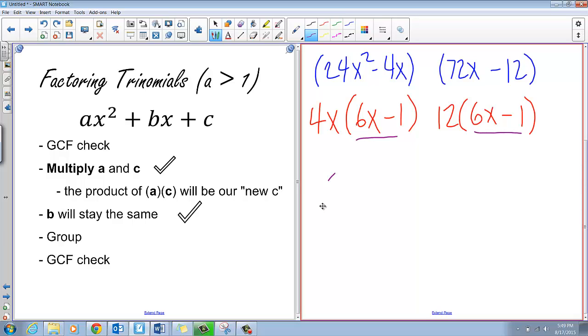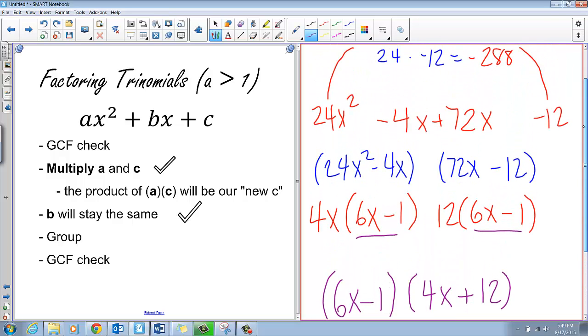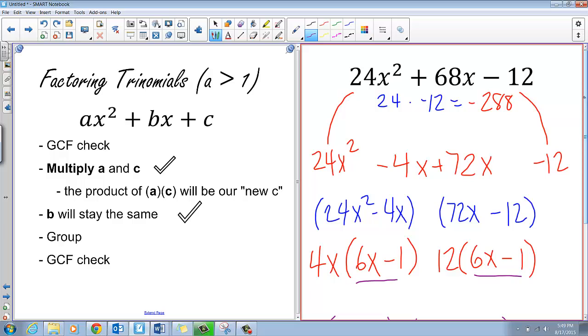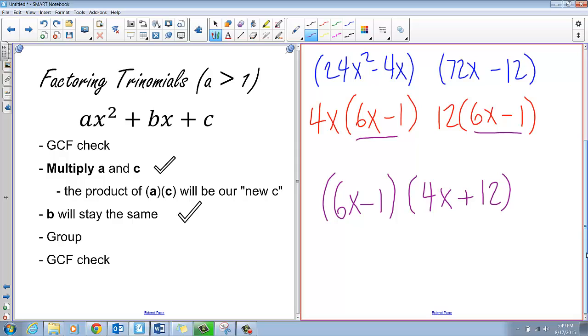So now let's factor out the inside, or group the insides. So we have 6x minus 1, and then we're going to group the outsides to become 4x plus 12. Okay, and because at the beginning I wasn't totally sure that we could immediately recognize that there's a GCF in all of these, that's okay. Even if we miss this first GCF check, down here at the bottom, the GCF check will work itself out. So we want to look here.